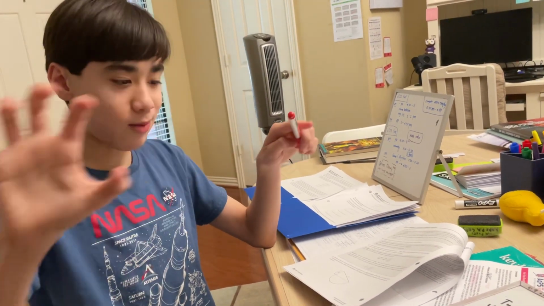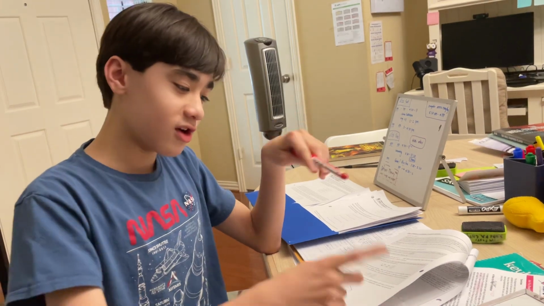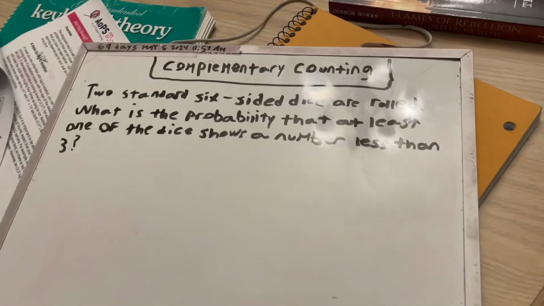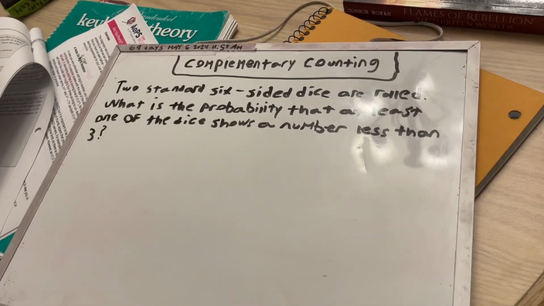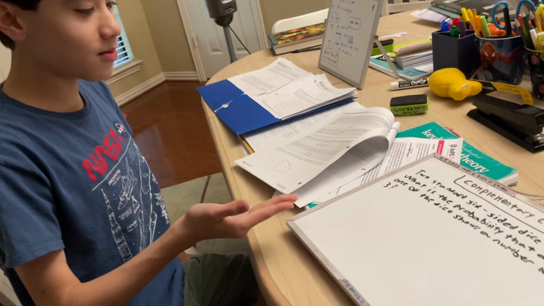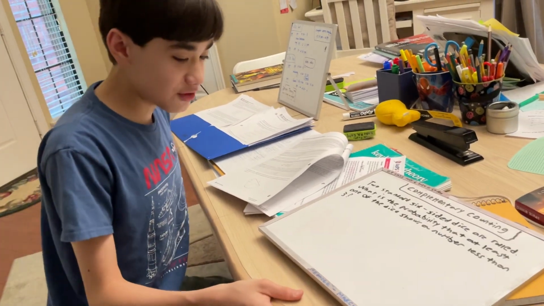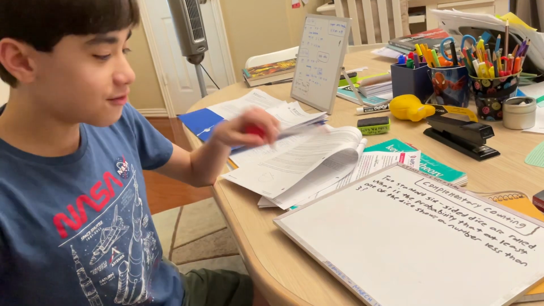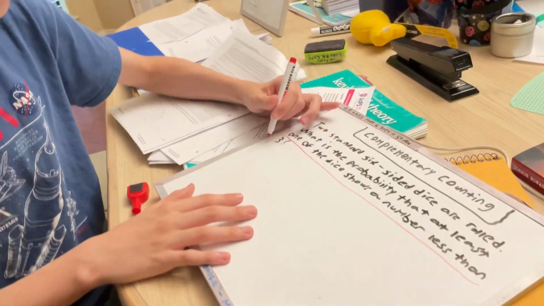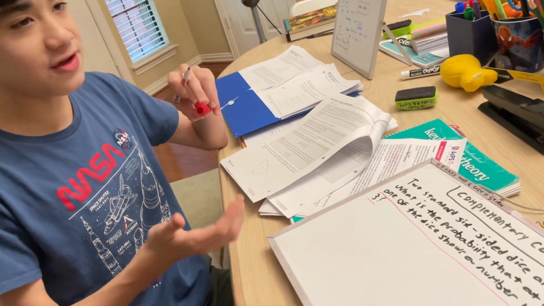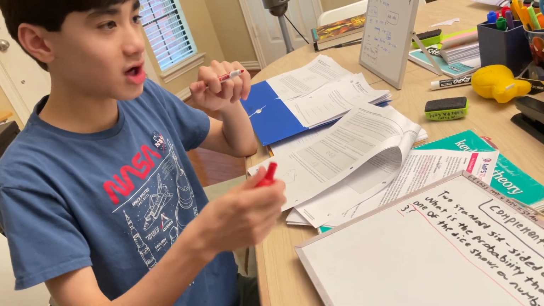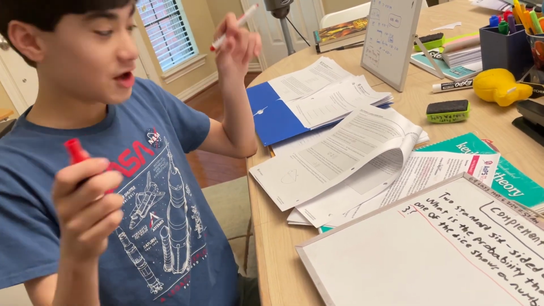So like in this problem over here: two standard six-sided dice are rolled. What is the probability that at least one of the dice shows a number less than 3? The first step whenever you are dealing with a problem that requires complementary counting is to find the complement to an event. The event in this case is one of the dice shows a number less than 3. And the complement to any event like less than or at least is going to be the opposite. So less than 3, the opposite is greater than or equal to 3. So that's the complement in this case.